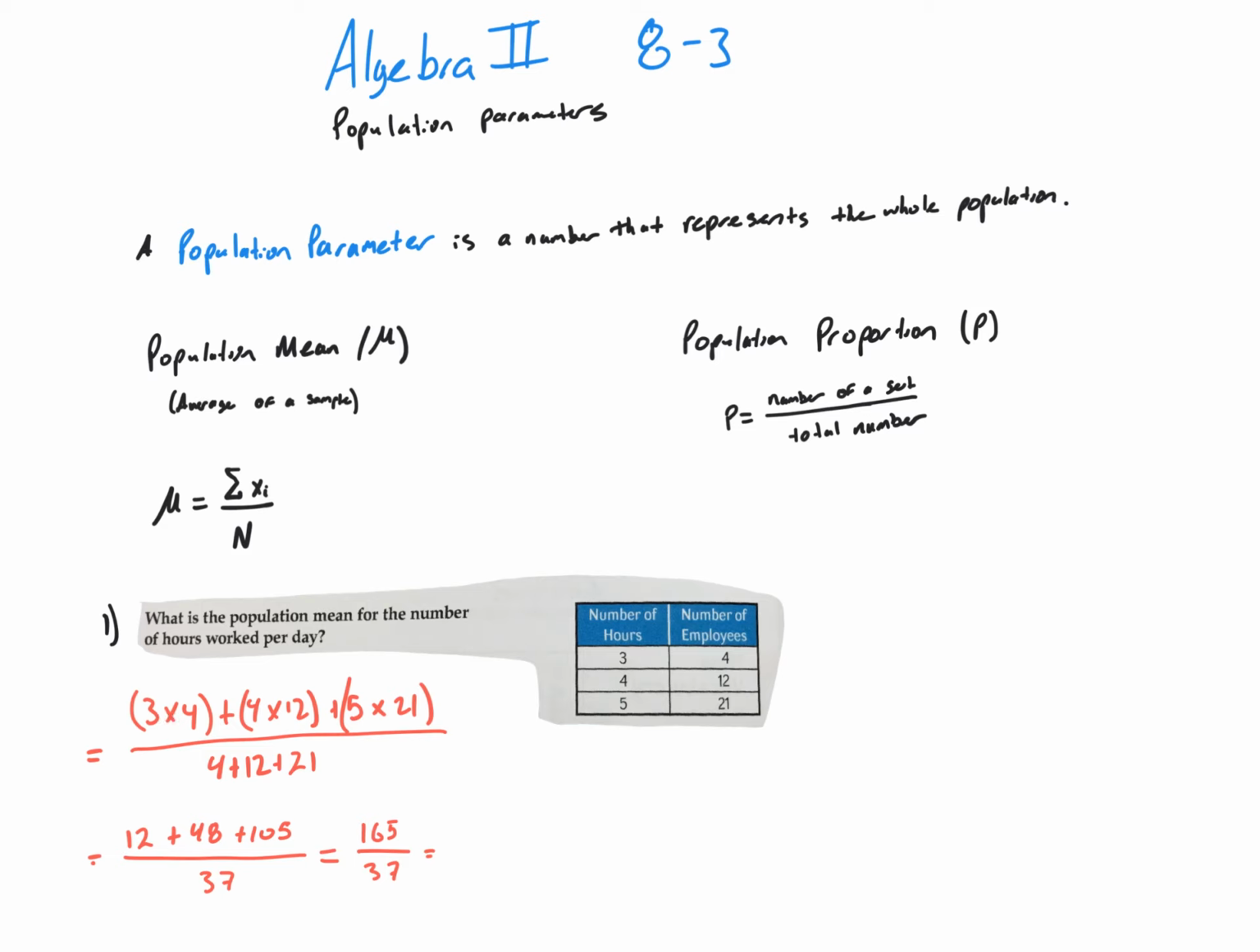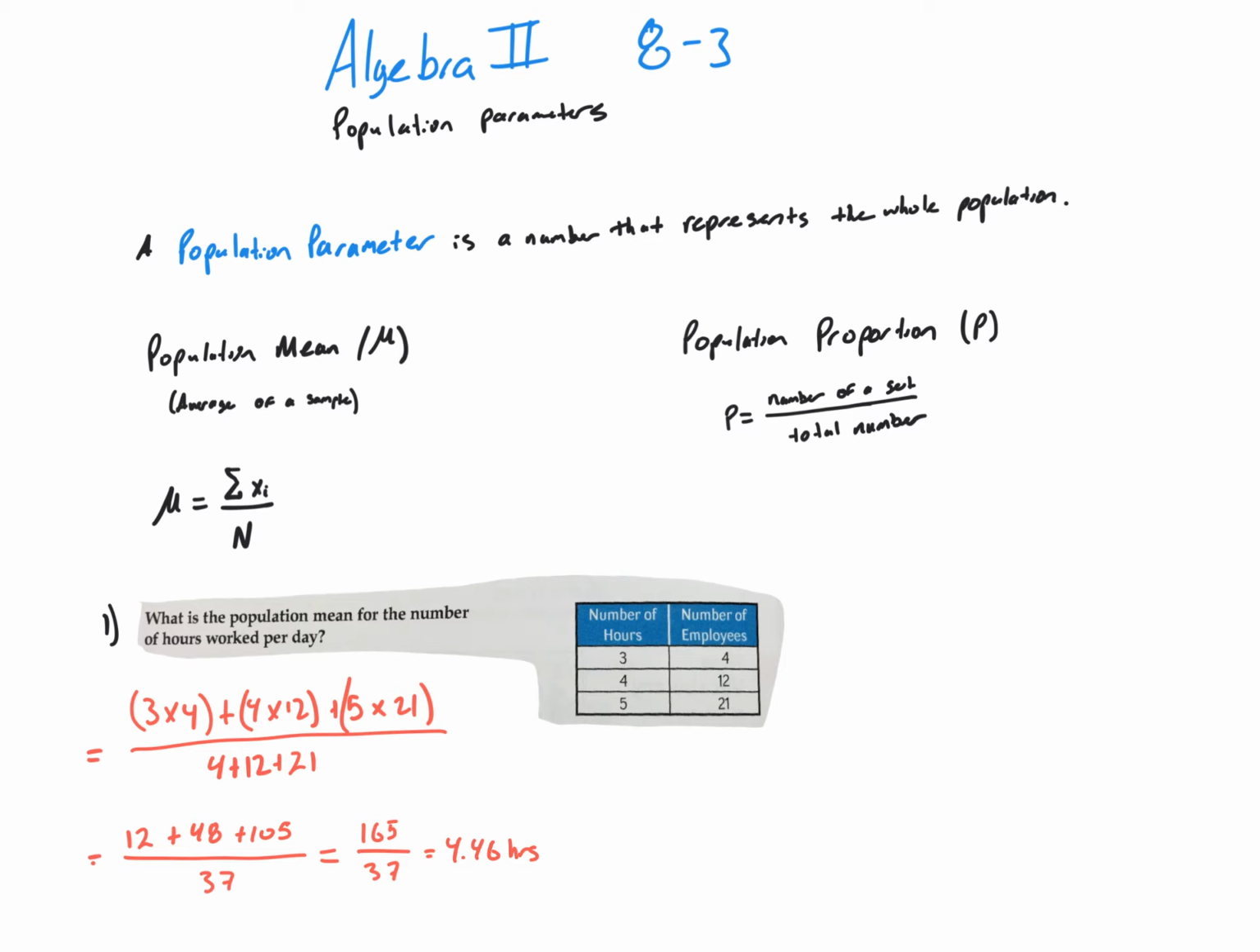So you can see 3 times 4 is 12, 4 times 12 is 48, 5 times 21 is 105. Add those up, you get 165. Add the employees up, you get 37. When you take 165 and divide it by 37, this is the total number of hours worked, and this is the total number of people. You get 4.459, so I'm going to say about 4.46 hours. So on average, their employees work 4.5 hours per day.